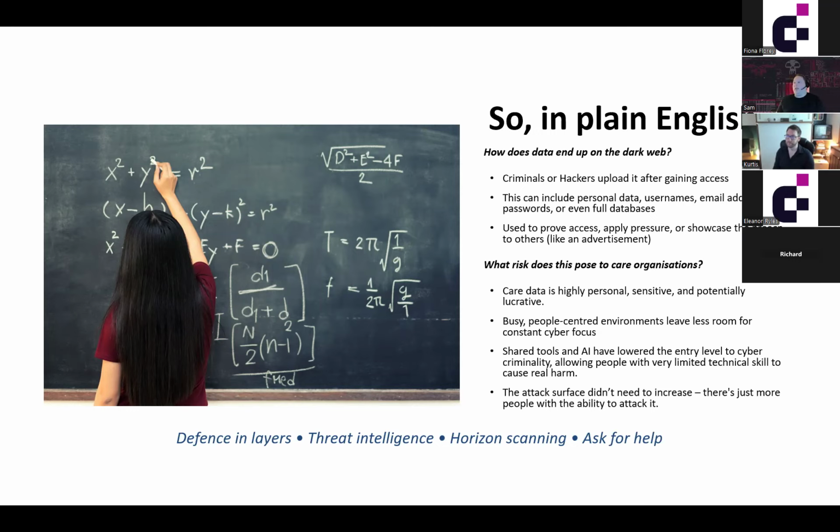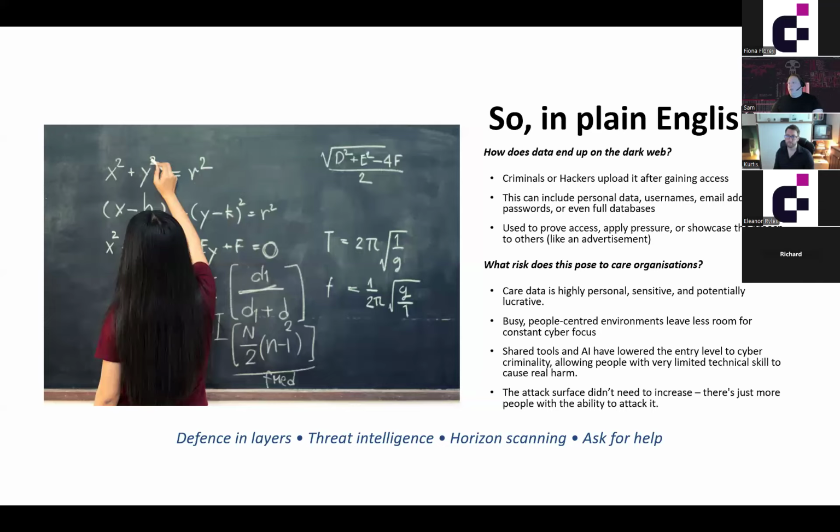How does data end up on the darknet? Very simply, criminals or hackers will upload it after gaining access. That can be either they've breached your database or they've talked somebody into giving them the keys, which is your social engineering. Phishing emails is a massive thing that still happens. Vishing, voice phishing, call scams, is massively on the rise at the moment. As I say, this can include personal data, usernames, email addresses, passwords, or even full databases. Imagine if your entire CRM went on the darknet and could be used against you.